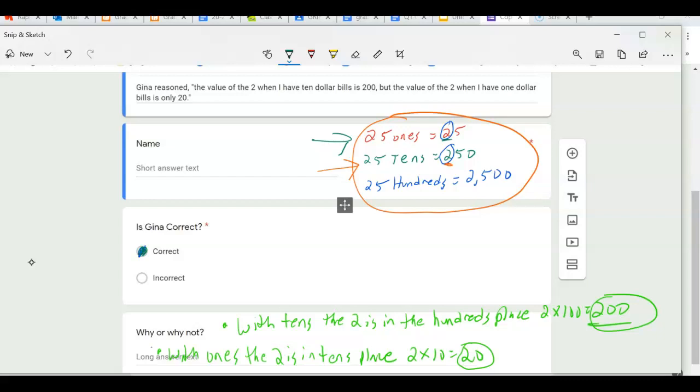Why or why not? With the tens, which is right up here, the 2 is in the hundreds place. 2 times 100 equals 200 as a value for that 2. Now when we go up to the ones place, the 2 is again in the tens place, and we have a multiplication problem of 2 times 10 equals 20. So the value there is 20. So that's the reason that she's correct.